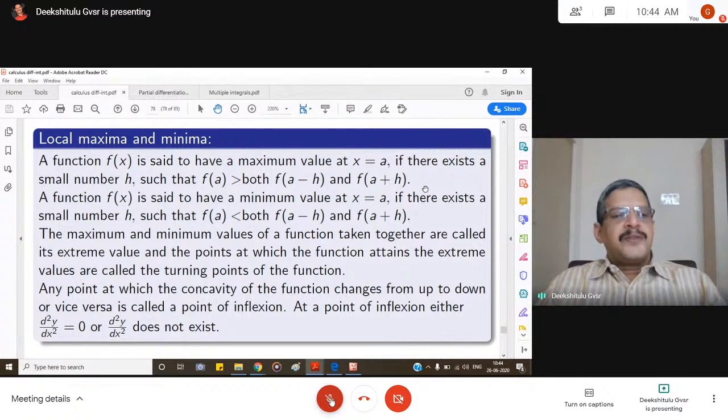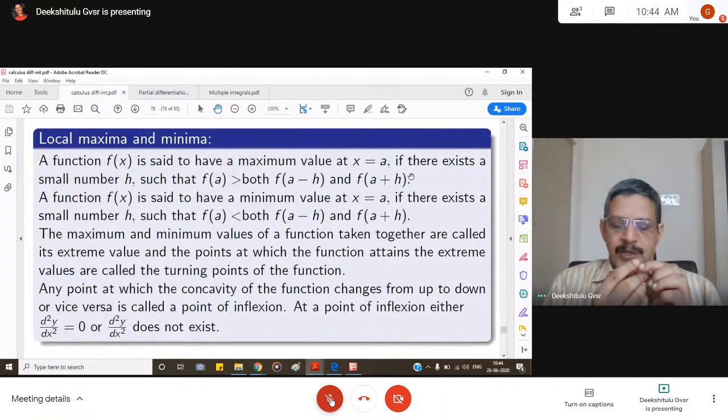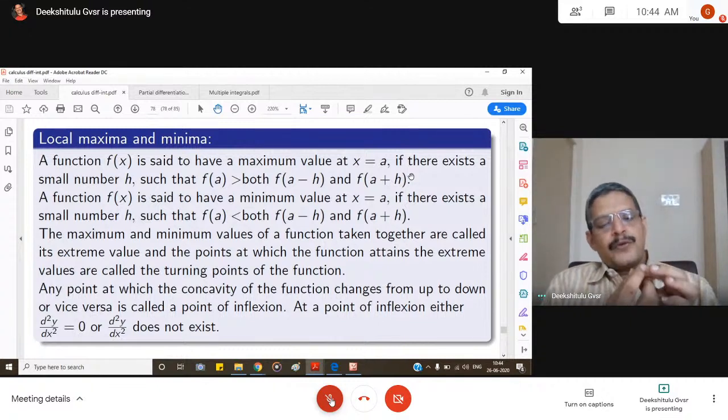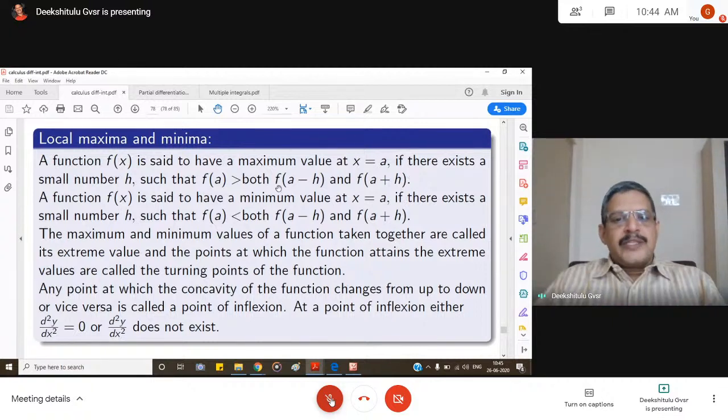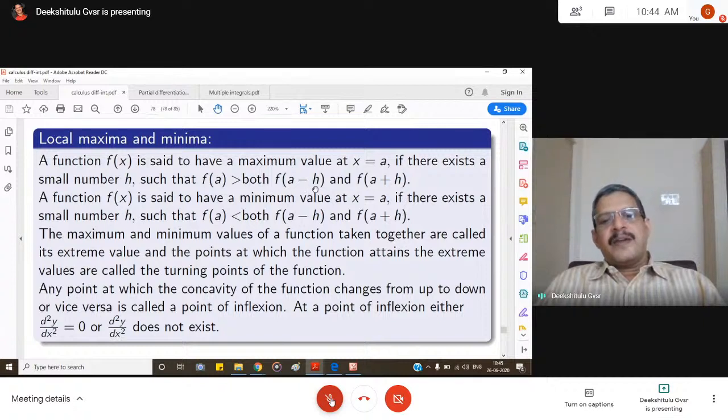What is the meaning of local? If you take a point x is equal to a, local means your neighbors. Local to your residence means your neighbors. So if you take any neighboring points of this x is equal to a, and you have a maximum value at a, f of a must be greater than any other value of the function in the neighborhood. That's what we mean. So such that f of a is greater than f of a minus h.